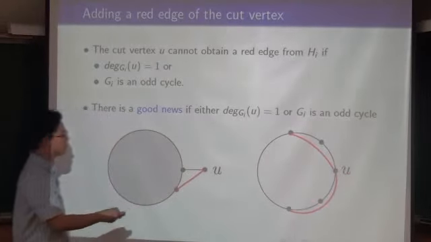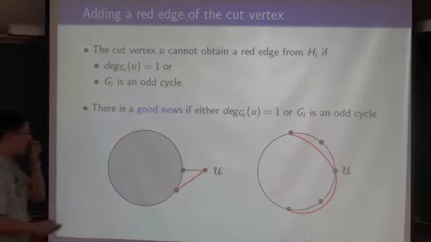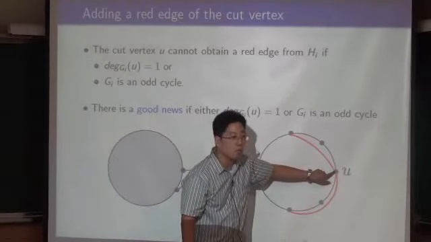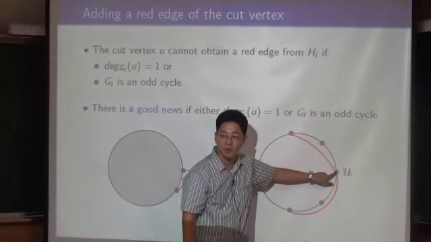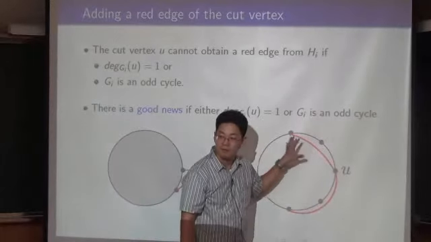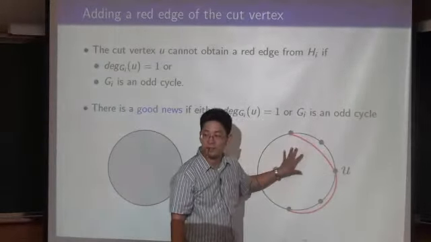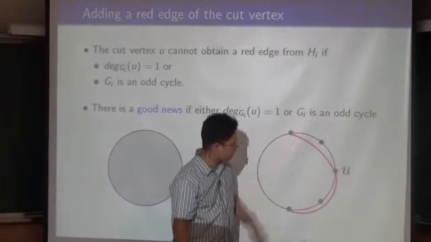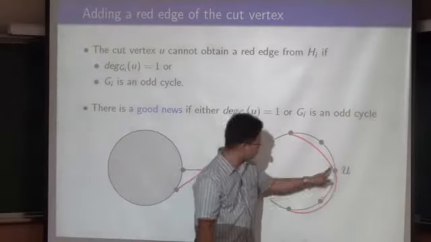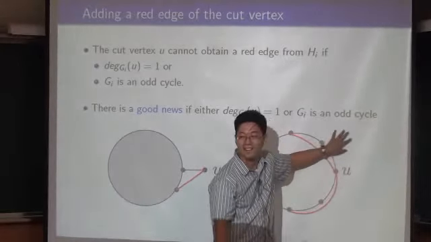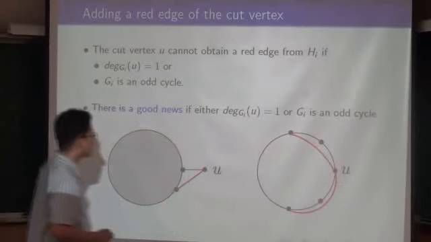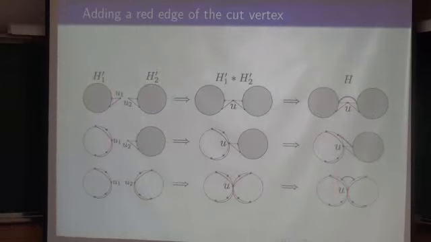Okay. And what about the case when G_i is an odd cycle? The figure is like this. This is the cut vertex, and there is only one red edge which passes u in the outer face, because the other one is inside, in the inner face. So there is only one red edge in the outer face. So we can use the upper side in this figure to draw the red edge of this vertex. And this is the only case we have.